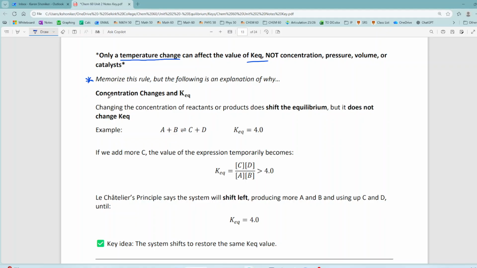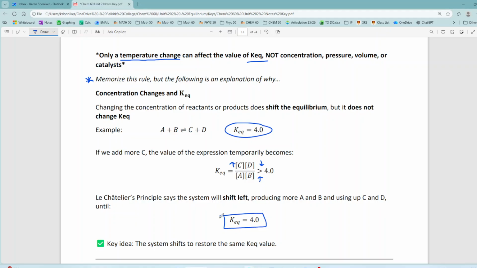So the first thing let's look at is concentration changes and KEQ. When you change the concentration of reactants or products, it does shift equilibrium, but it doesn't change KEQ. So let's take an example of A plus B goes to C plus D at a KEQ of 4. When you add C, your ratio is going to be temporarily raised. It's going to be temporarily greater than 4. But Le Chatelier will tell you to shift to the left to produce more A and B and decrease the concentration of C, also using up the concentration of D, until it gets back to a KEQ of 4.